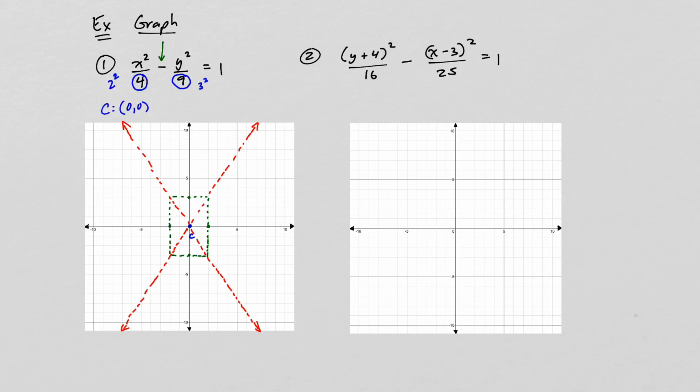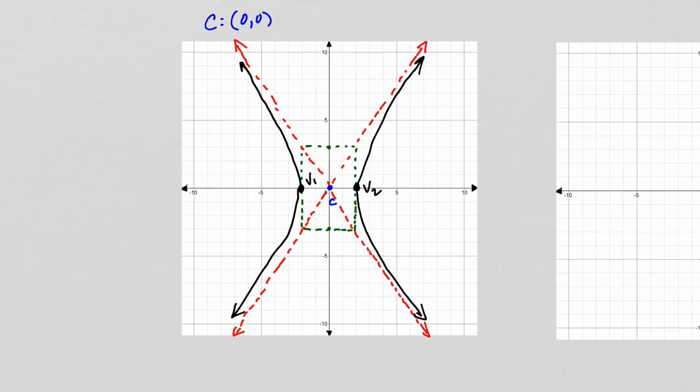The vertex of the hyperbola is always on the box. So we have a vertex here, that's V1. And when you sketch the graph, you're just going to sketch it as it gets closer and closer to the asymptotes. And that's our second vertex. Okay, so that is what the graph looks like.